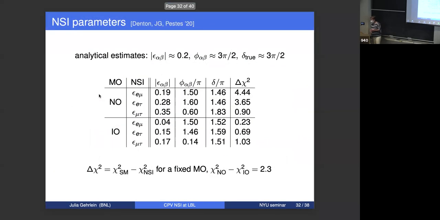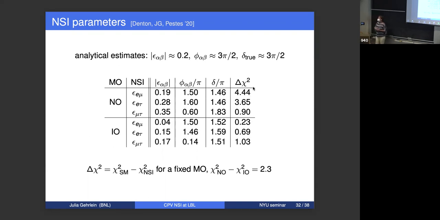We can also now compare our analytical estimates to our numerical results. As a reminder, for our analytical estimates, we estimated that to resolve the tension, we would need an absolute value of the NSI parameters around 0.2, a phase of 3 pi over 2, and the true value of delta is also 3 pi over 2. Now, in this table, I show you our numerical results for both mass orderings, normal and inverted. We see that for normal mass ordering, numerically, we find that the absolute value is indeed around 0.2. The phase of the NSI parameter is indeed around 3 pi over 2. The true value of delta, again, 3 pi over 2.